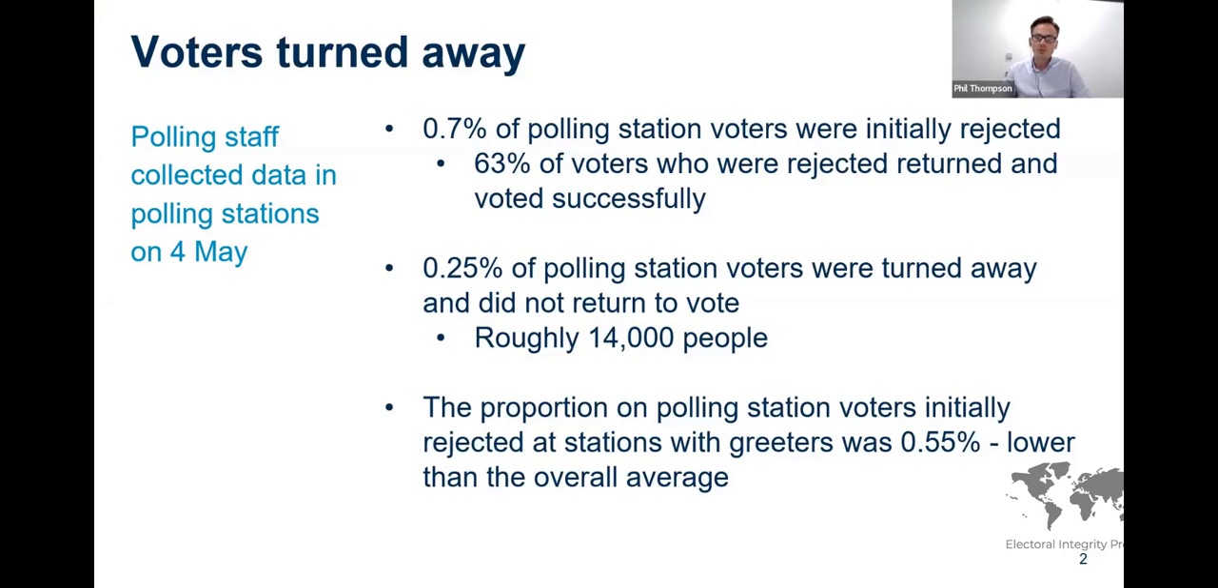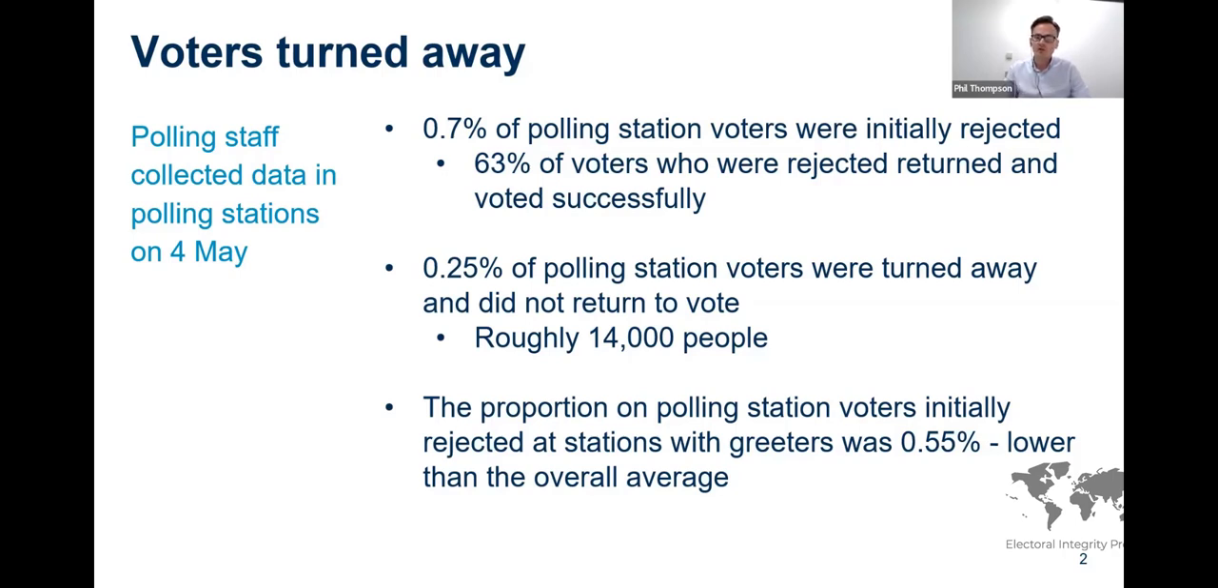We saw that 0.7% of polling station voters were initially turned away, so turned away at least once during polling day, but about two-thirds of them at some point during polling day came back. And that left, by the close of poll, about 0.25% of anyone who tried to vote in a polling station who wasn't issued with a ballot paper. So a relatively small proportion, but with an electorate of 27 million, that still means about 14,000 people had gone to a polling station but weren't given a ballot paper.